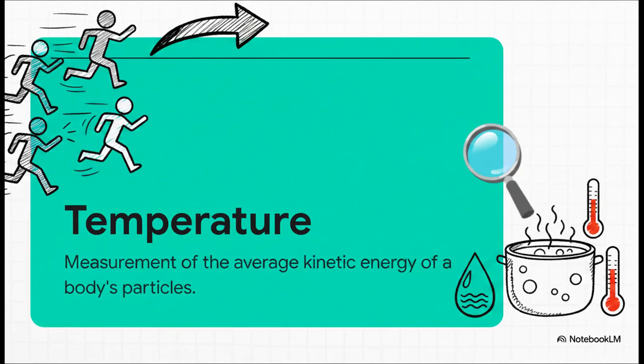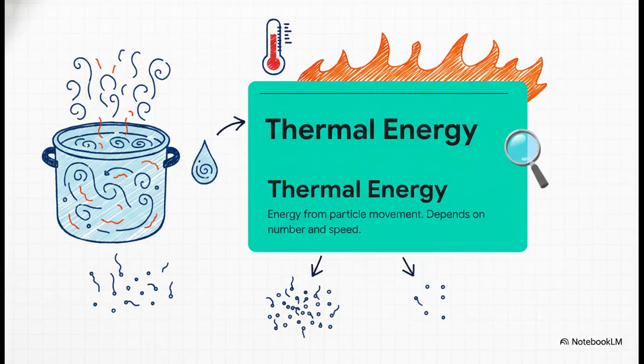This means a tiny drop of boiling water and a massive industrial pot of boiling water have the exact same temperature, because the average vibration speed of the water molecules in both of those samples is exactly the same. Now, thermal energy, that's a completely different story. Thermal energy is the total energy a body has due to all that particle movement. It relies on both the speed of the particles and the total number of particles in the crowd. So, going back to our boiling water example, while the tiny drop and the giant pot share the same temperature, the giant pot has vastly more thermal energy. Why? Simply because there are billions and billions more vibrating particles inside of it.